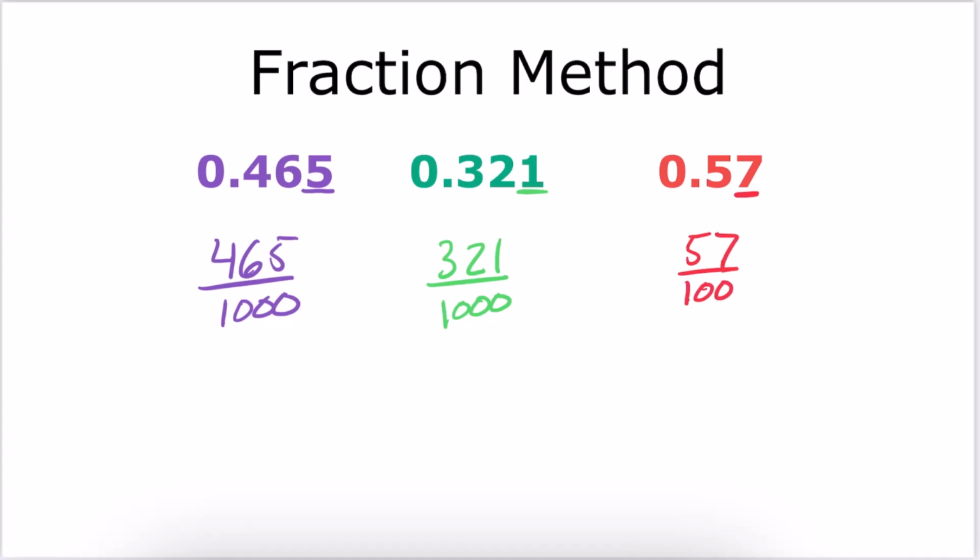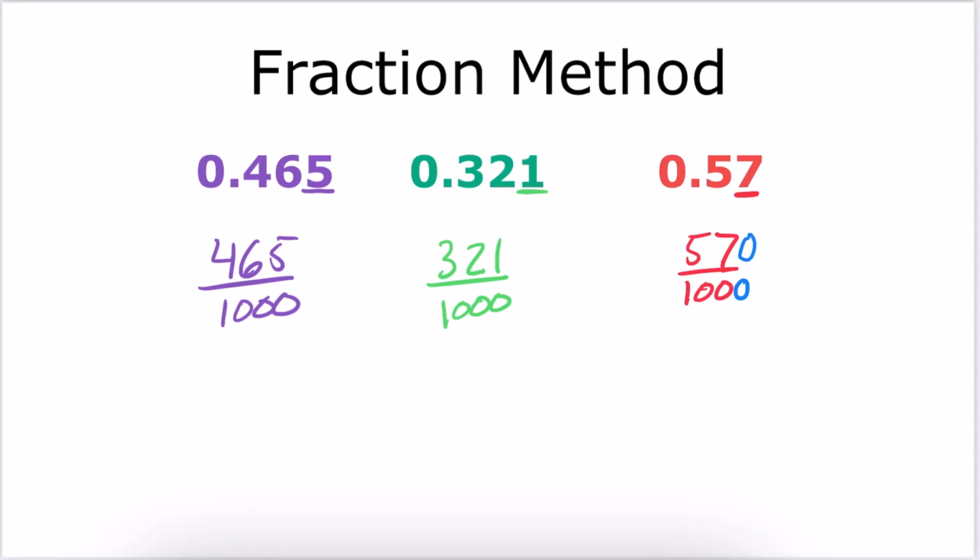And the decimal 0.57 has the smallest place value as hundredths, and so we can write this as 57 hundredths. Now, when we're comparing fractions, it's easiest if we have common denominators, and 2 of our fractions already have a common denominator of 1,000. So I can convert this last fraction into a fraction that has a denominator of 1,000 by multiplying the top and the bottom by 10, which will make this 570 thousandths.